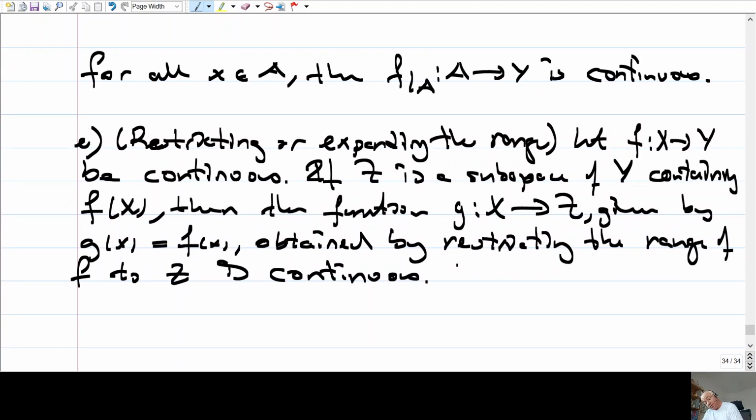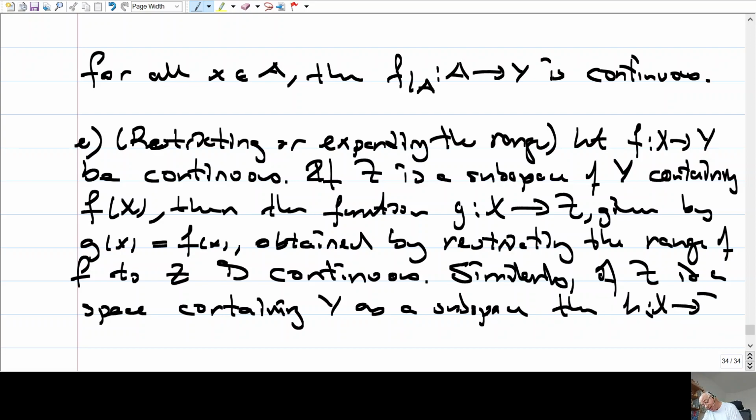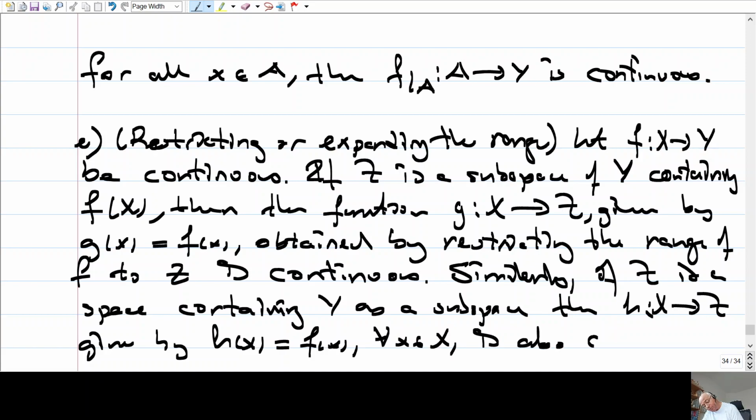Similarly, if Z is a space containing Y as a subspace, then h from X to Z given by, again, the same rule, h of x is equal to f of x for all x in X, is also continuous.